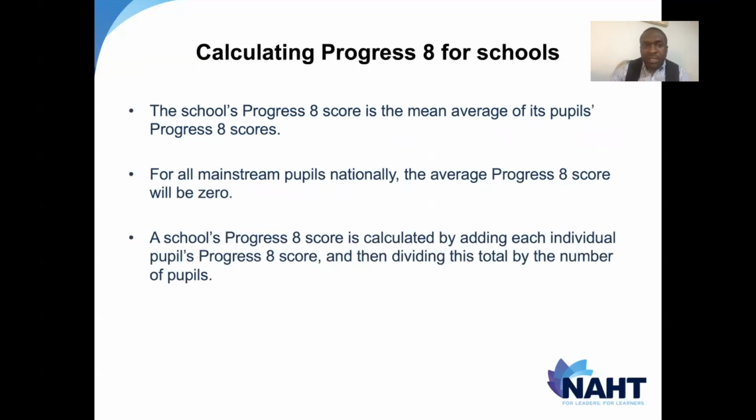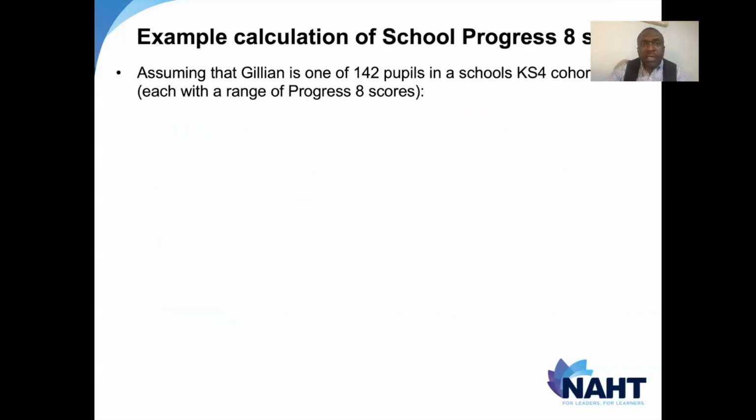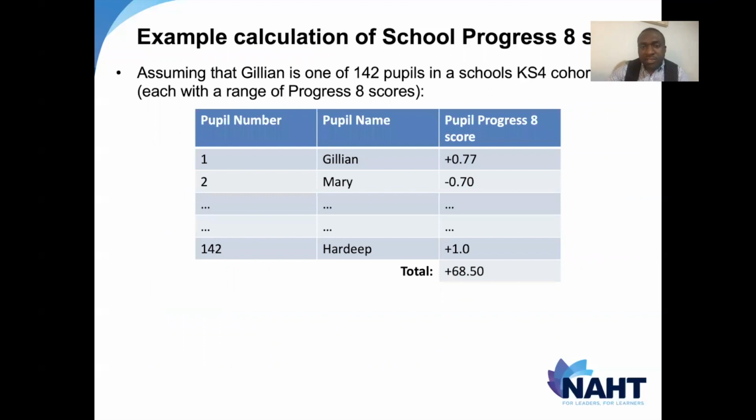So calculating Progress 8 for schools, basically they would take the number of the people enrolled in that school. The school's progress is calculated by adding each individual Progress 8 score, then dividing the total by the number of people. So everybody in the whole school, they'll collect each and every child, calculate their Progress 8 and divide it by the total in that cohort. And what do they get? That will be their Progress 8 score for that school.